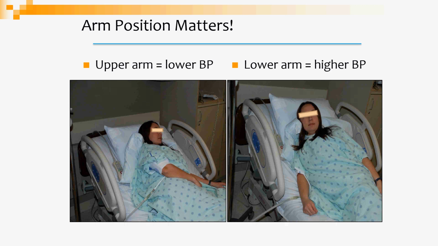And this is why arm position matters. Upper arm is going to lower the blood pressure. I guess we already know that. And lower arm is going to have a higher blood pressure.